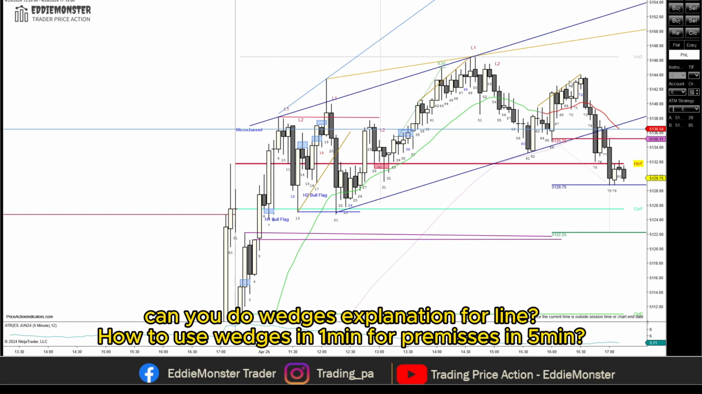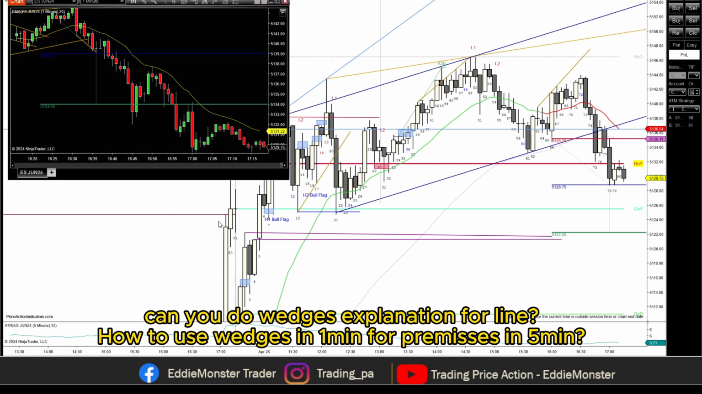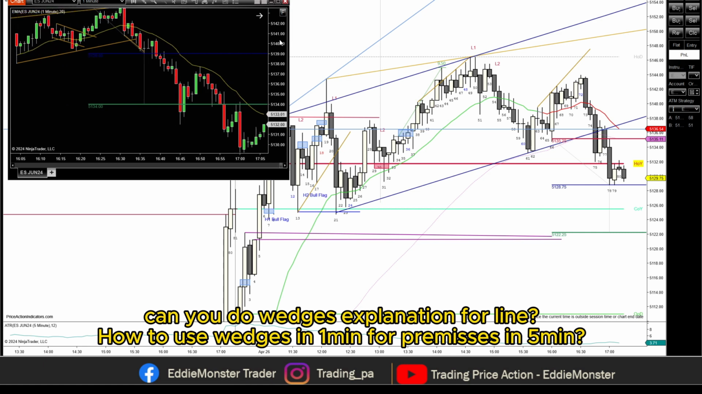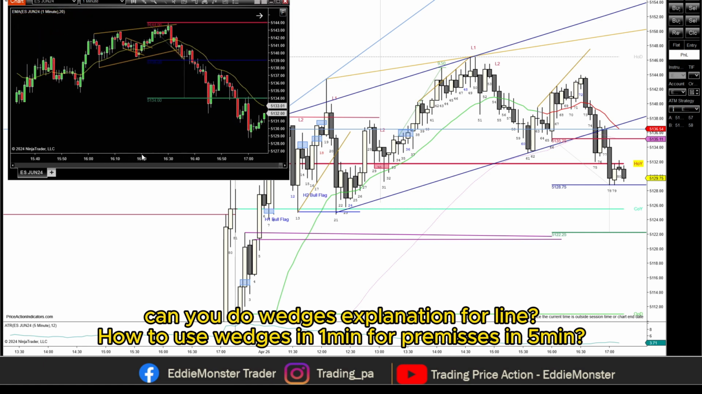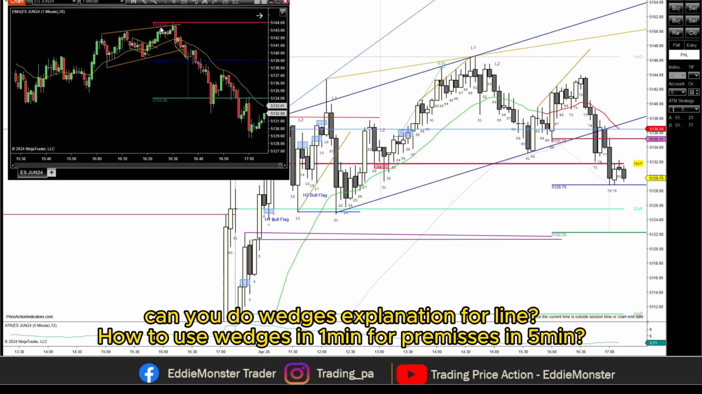So what is a perfect wedge? When you have something like this, this is the channel line here, one, two touches, right? And then the third touch here, right? That's a perfect wedge. When in the 1 minute chart, you see a perfect wedge here. You see here? One, two, three, perfect wedge. Try to break out and fail.